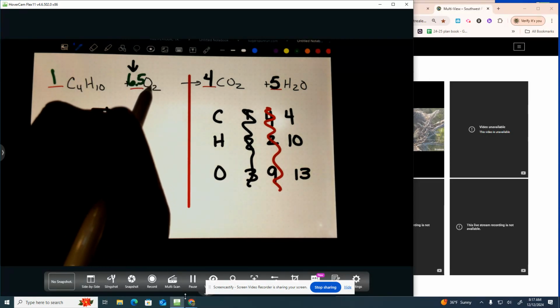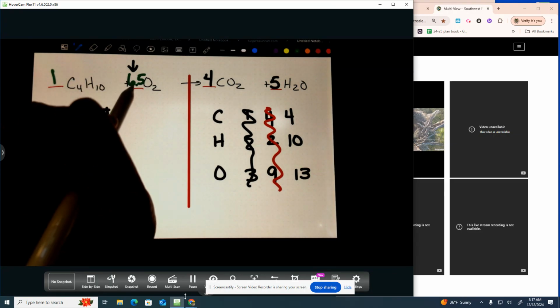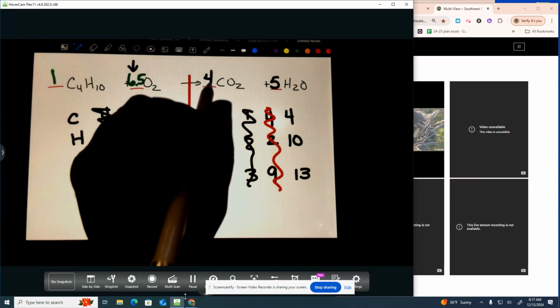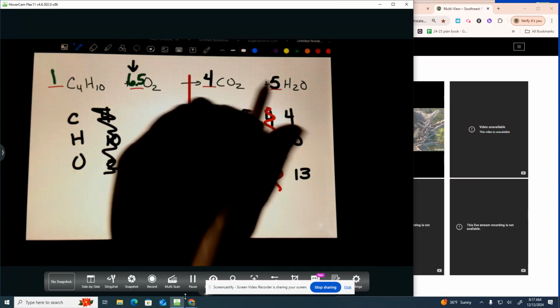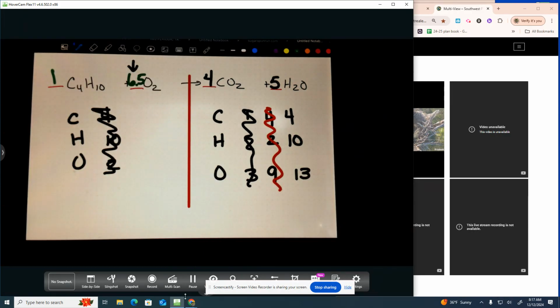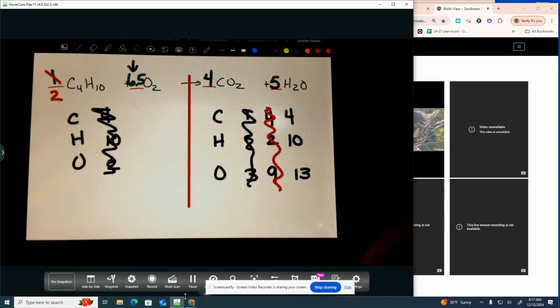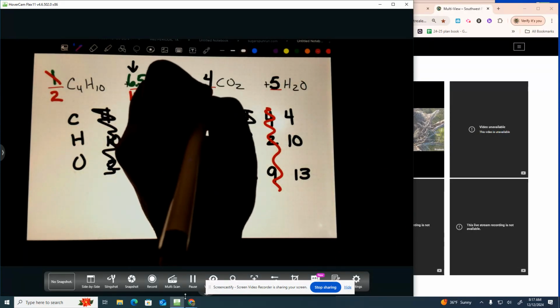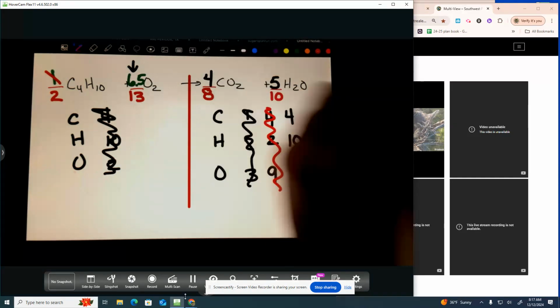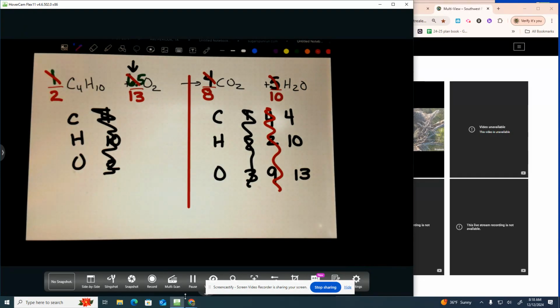Okay? So if you have 1 C4H10 and 6.5 oxygens, and you're going to get 4 carbon dioxides and 5 H2Os, and I need to get rid of that half, the only way to do it is to double all your coefficients. If I double the 1, I'm going to end up with 2. If I double the 6.5, I end up with 13. If I double the 4, I get 8. And if I double the 5, I get 10. So that gets rid of these numbers. Now we recount and make sure that everything matches.